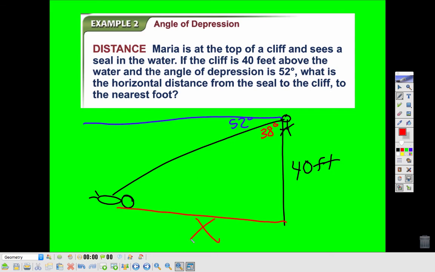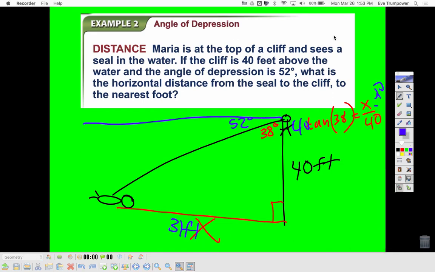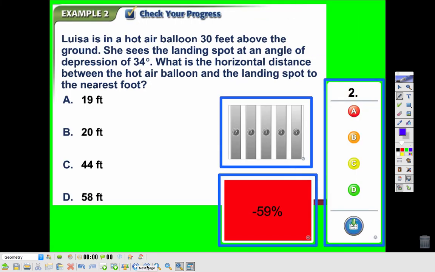And then what is the horizontal distance from the seal to the cliff? Do I know this angle? I could use this angle and do opposite over adjacent. So tangent of 38 is equal to x over 40. Multiply by 40, so 40 tangent of 38 is, to the nearest foot, 31 feet. 31 feet away.